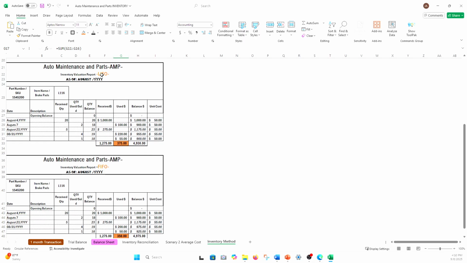So LIFO is last in, first out. That means either way we just purchase 50 here, right? So we sold here, we don't have any other purchases, we just sold 2 here at the original average cost. But at some point we purchased 5 here, which is 275, and we say the cost is 55 per unit. So that's my last purchase.